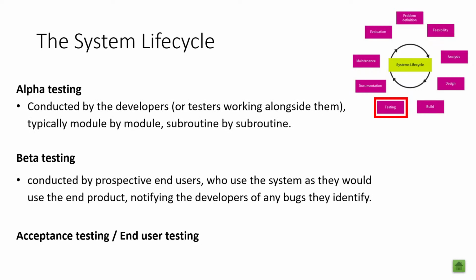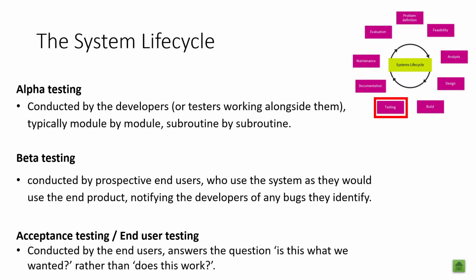Alpha testing, beta testing. Acceptance testing is done by the end user. So that's where you give them the final system and they say, yes, this is fantastic, or no, it is awful. They don't pay you.